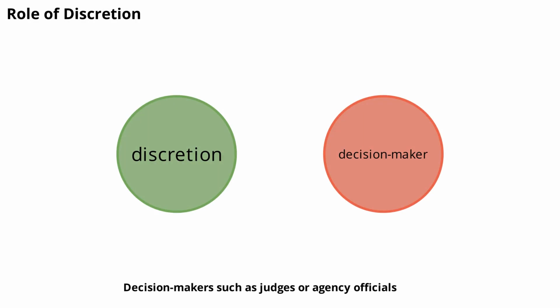Decision makers, such as judges or agency officials, have discretion in determining whether good cause exists. They consider the facts, the law, and the circumstances of each case. This discretion allows for flexibility, but also means that outcomes can vary, even in similar situations. Understanding this can help you better prepare your case.